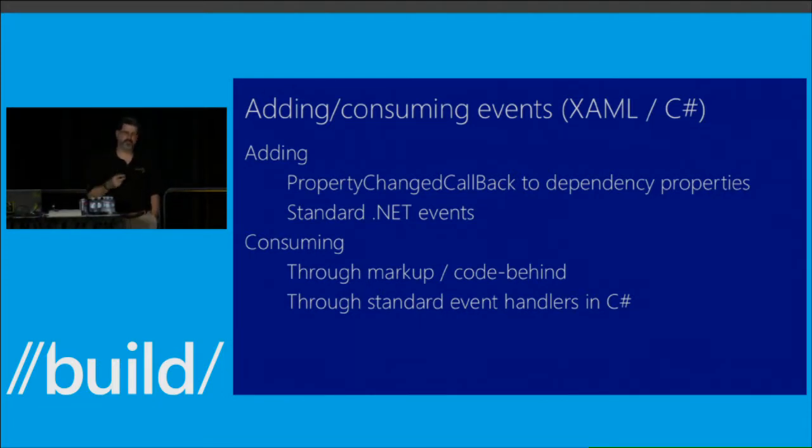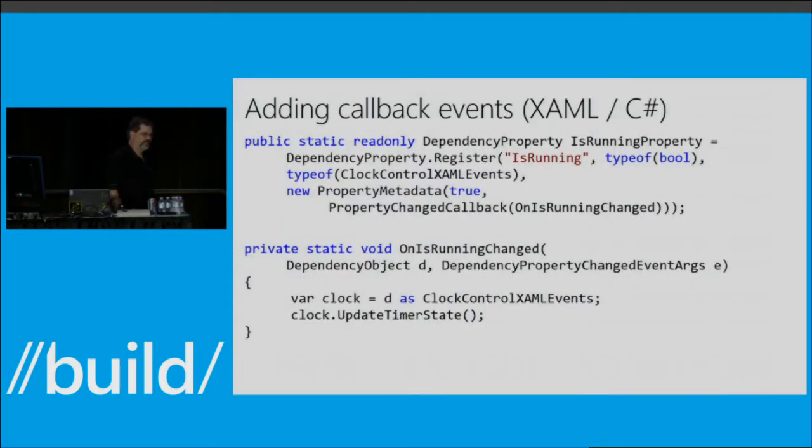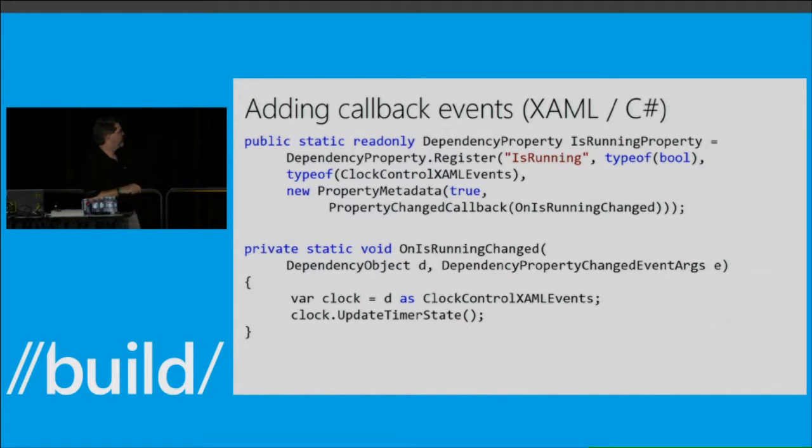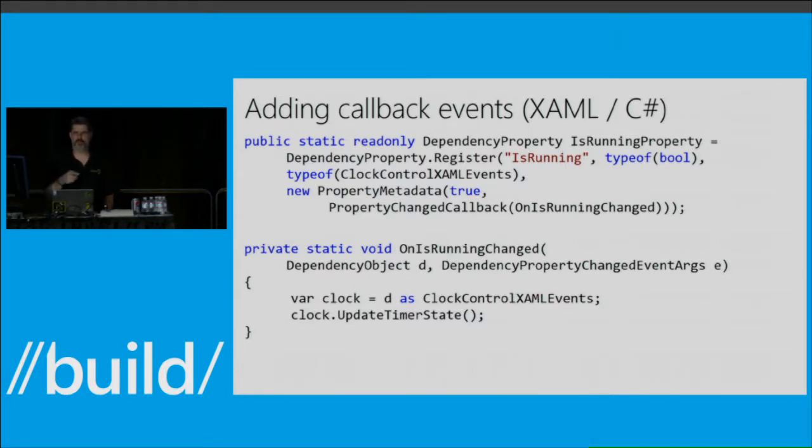Now, this is not an external event. This is an internal way of me not having to remember to redraw myself every time something changes. Again, you can consume these through markup or the code behind, or the standard event handlers in C#. So here's my dependency property for IsRunning. If that value changes, then I want it to call back into OnIsRunningChanged. And here is where I actually turn on or off the clock. So I can set the property through markup, I can set the property through code, and it'll stop the clock from running without me having to then call stop.